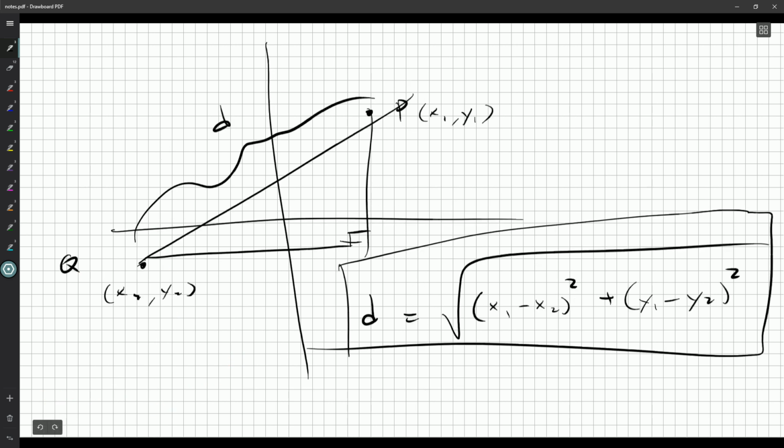Okay, so answer for question number 19 was A, and we move right on to question number 20.